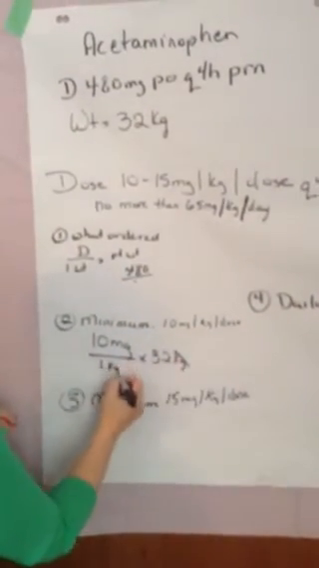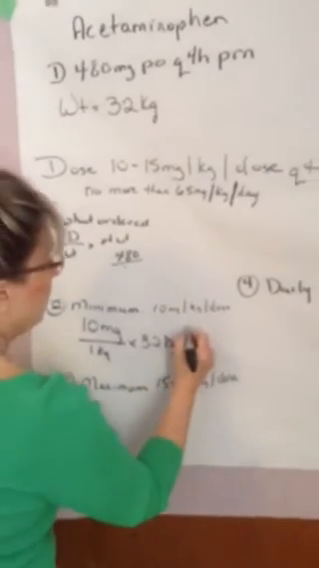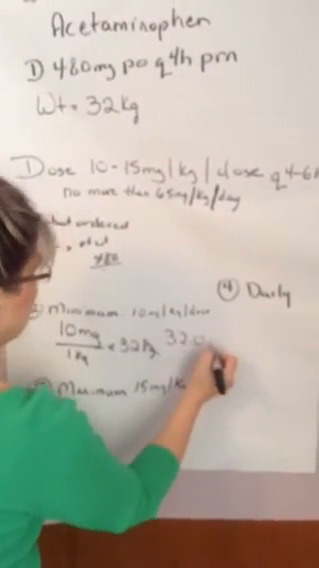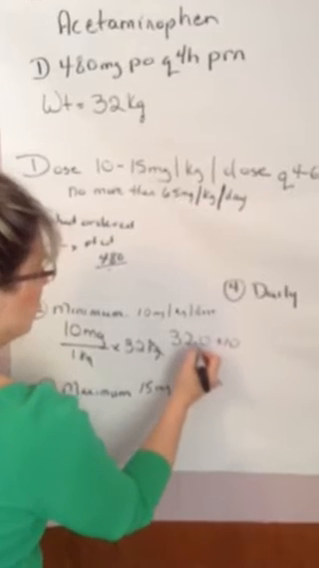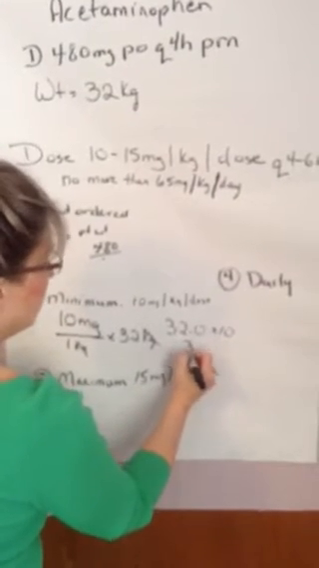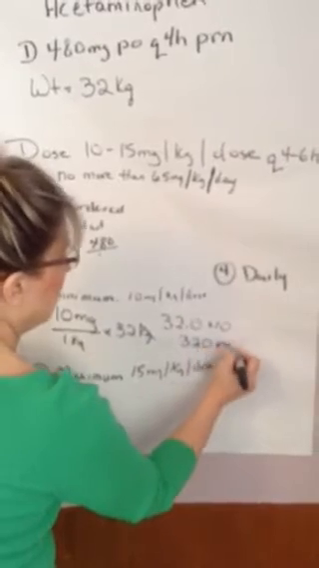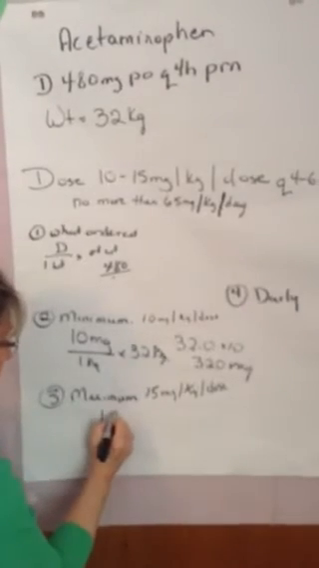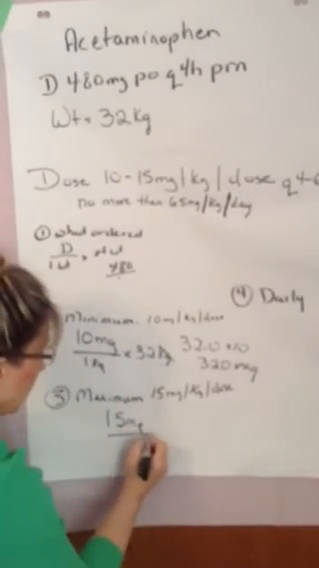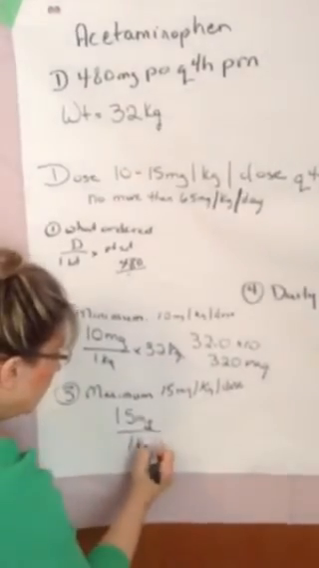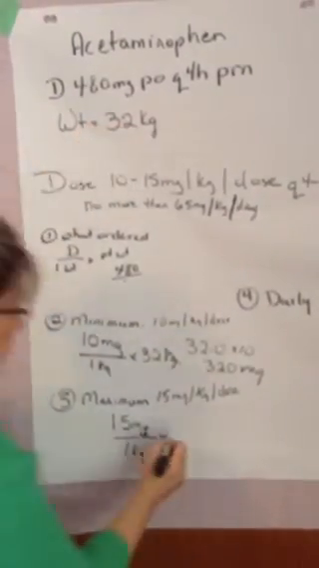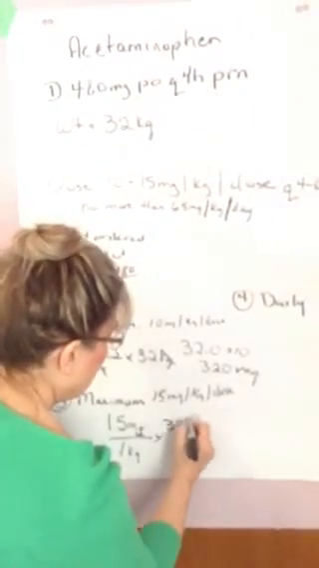So we know we're going to get our answer in milligrams. And remember, when you're multiplying by tens, you just move the decimal over. So our answer is going to be 320 milligrams. So definitely we're above the minimum dose. Our maximum dose is 15 milligrams per kilogram. So we're going to write 15 milligrams per 1 kilo. And the patient's weight is 32 kilos. We've set this up right because we're going to get milligrams.